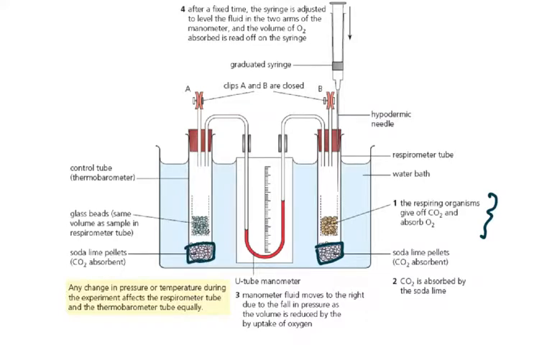And these are going to absorb the carbon dioxide. So number 1, the respiring organisms give off carbon dioxide and absorb oxygen. Number 2, carbon dioxide is absorbed by the soda lime. Number 3, the manometer fluid moves to the right due to the fall in pressure as the volume is reduced by the uptake of oxygen.